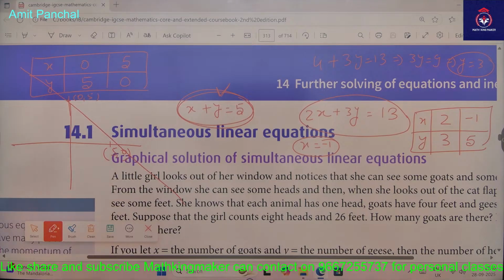These lines intersect at x is 2, y is 3. Okay, that means does this mean that the solution is x is equal to 2, y is equal to 3? Okay. Yeah, okay.